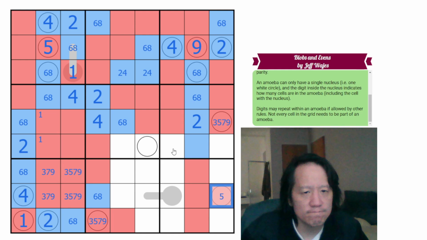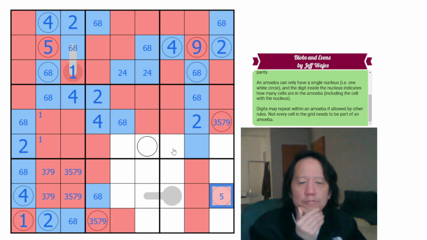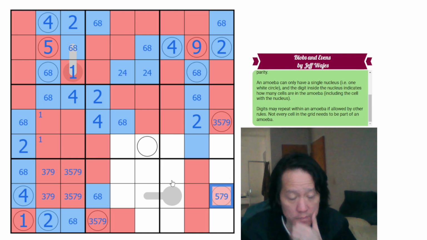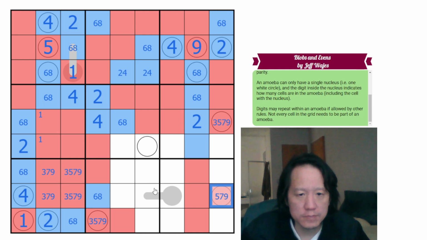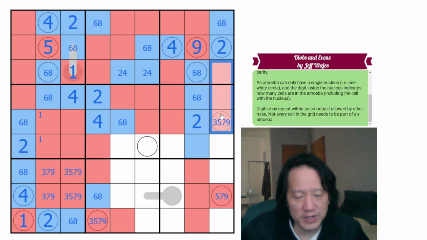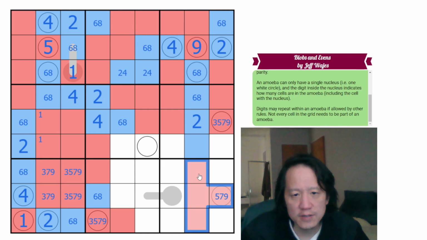Interesting. So this is 5, 7, or 9. If this is even, this has to be odd. Can this ever be 5 or greater? No, because if it's 5 or greater, it would have to connect with this amoeba, which would have 2 nucleuses.